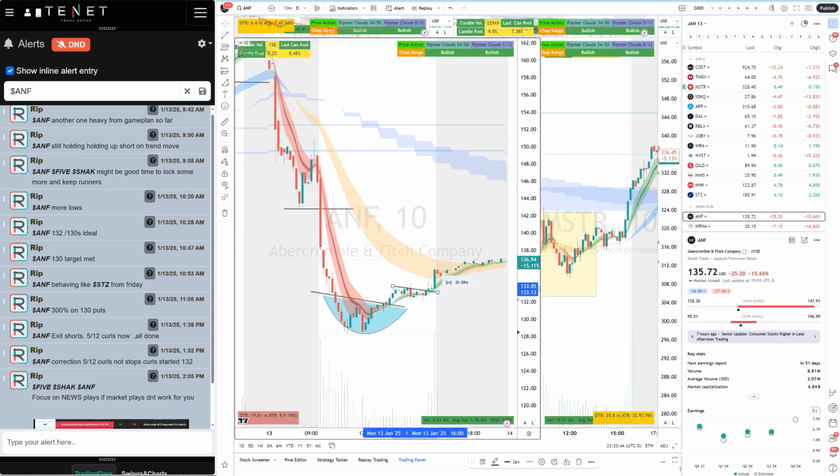You can see the timestamp guidance, pre-market planning. All you need to do is follow the trade all day long. Beautiful 300% on the puts as well. Beautiful trade. All right, let's look at the next one.